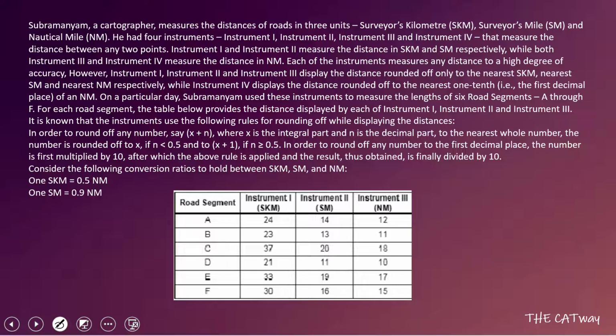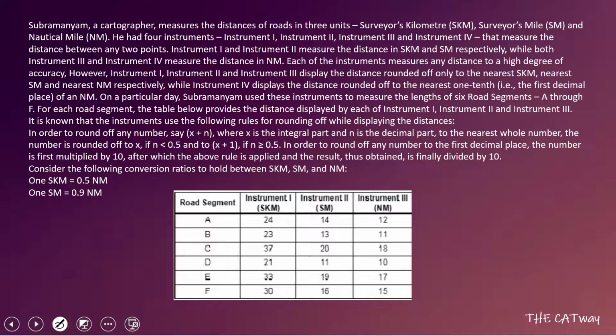So the question says that Subramaniam, a cartographer, measures the distance of roads in three units: surveyors kilometer, surveyors mile, and nautical mile. He had four instruments: instrument 1, instrument 2, instrument 3, and instrument 4, that measure the distance between any 2 points. Instrument 1 and Instrument 2 measure the distance in SKM and SM respectively, while both Instrument 3 and Instrument 4 measure the distance in NM. Each of the instruments measure any distance to a high degree of accuracy.